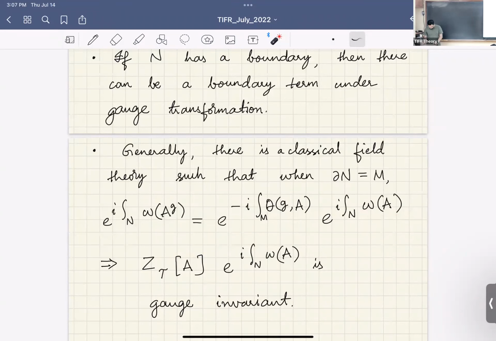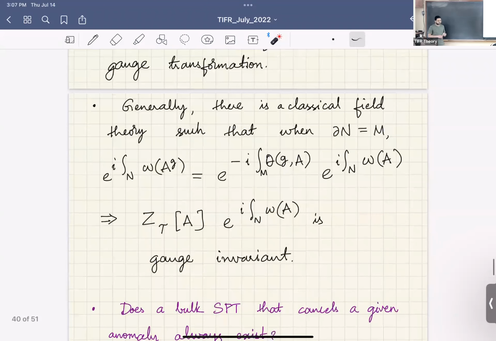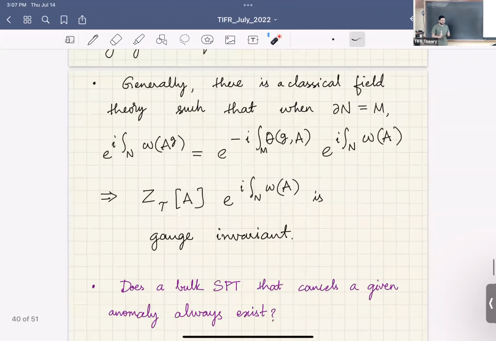Okay. We could ask several questions here. Given an anomaly, so omega is the top form? No, I'm just using the notation. It's some classical action.